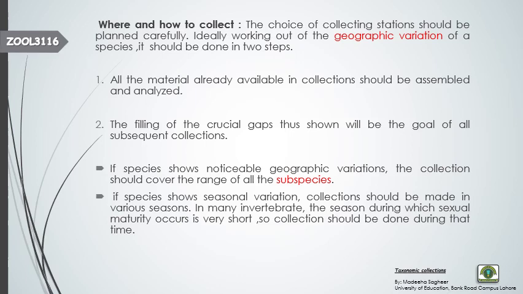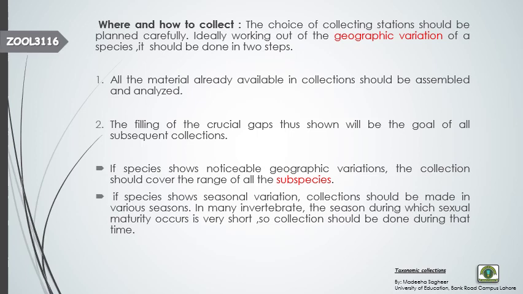If species show noticeable geographic variation, the collection should cover the range of all the subspecies. Subspecies is the rank that comes under the rank of the species in taxonomy. And definitely, if you are going for the geographic variations, your collection should be so wide that you can fill the gaps and cover the range of all the subspecies.